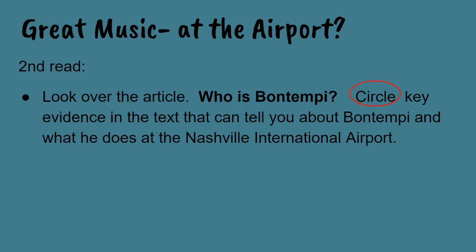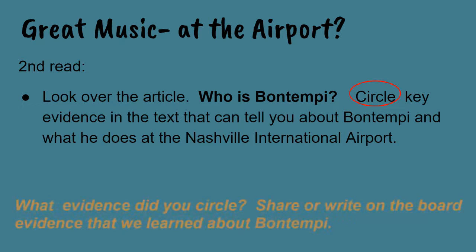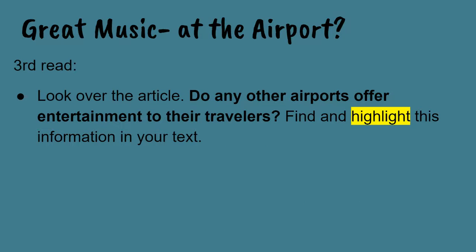I'm going to then read it for a second time. In this case, I'm going to ask them a question. The question is, who is Bontempi? They're going to look within their text and circle key evidence about Bontempi to be able to tell me who this person is. I might have them share with a partner. We might do some sort of share out loud to figure out the evidence that they found.